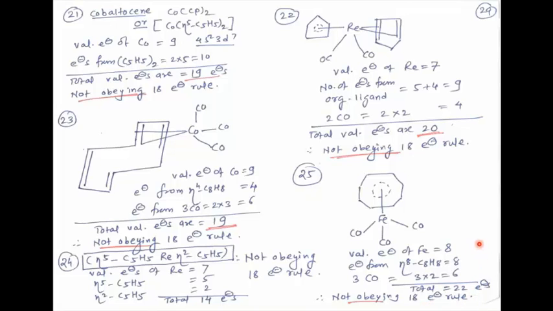So this is about the 18 electron rule. In this lecture we have discussed the 18 electron rule, what the rules are to calculate the 18 electrons in the metal present in an organometallic compound, and then we have supported this 18 electron rule with the help of some problems. So for today's lecture it is sufficient. In the next lecture we will discuss metal carbonyls.